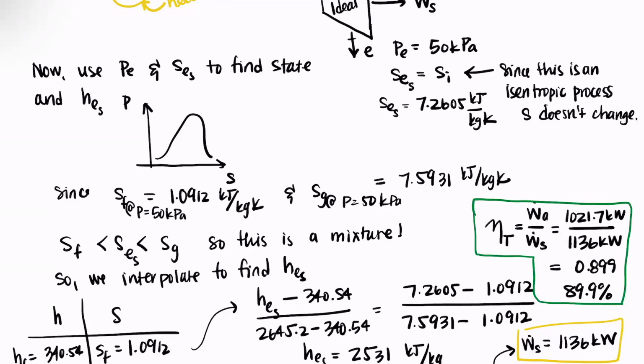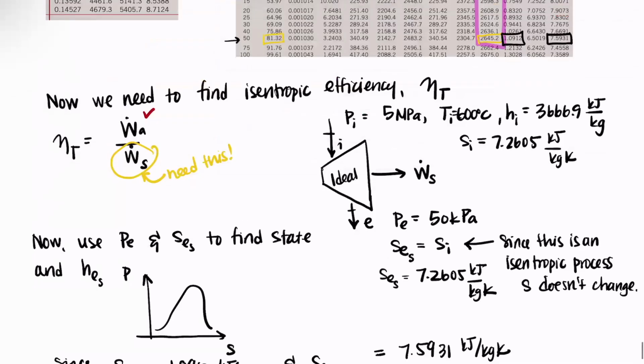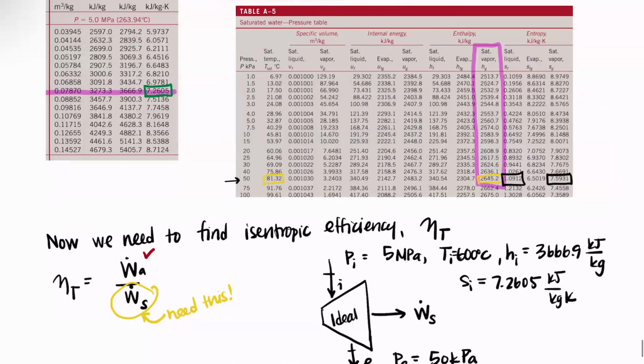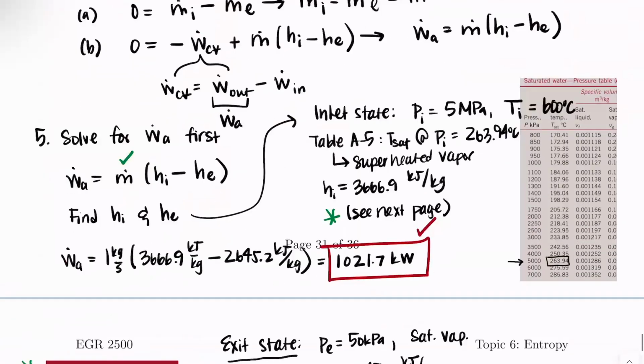Any questions on the process? Yeah. Define ES. ES is just the same thing as the input entropy. So when we figured out state one, if we go back to state one, we looked at pressure and temperature.